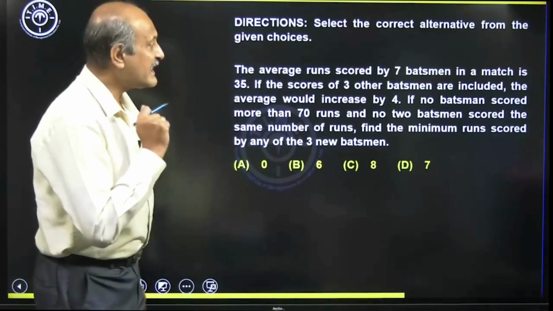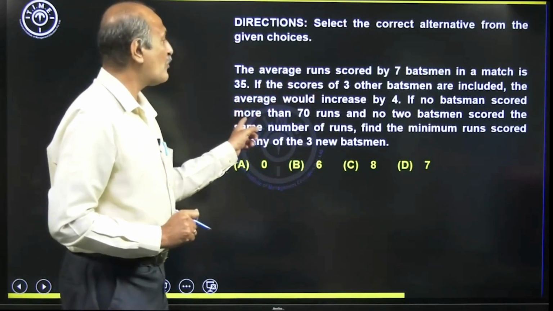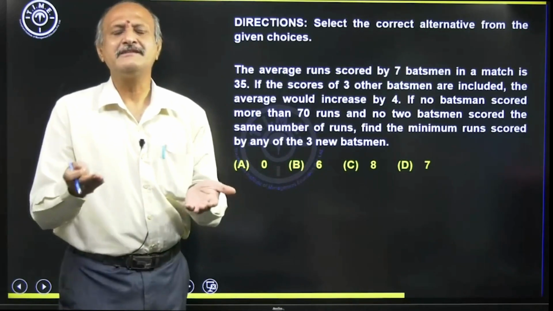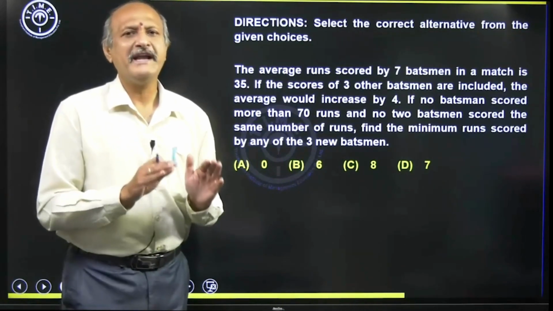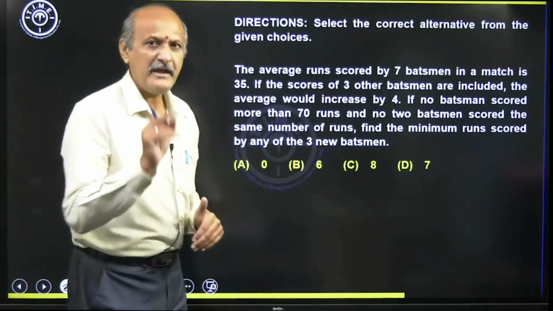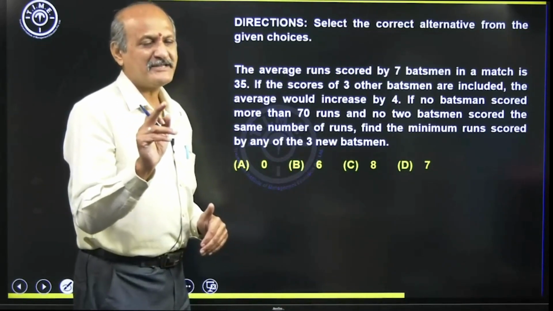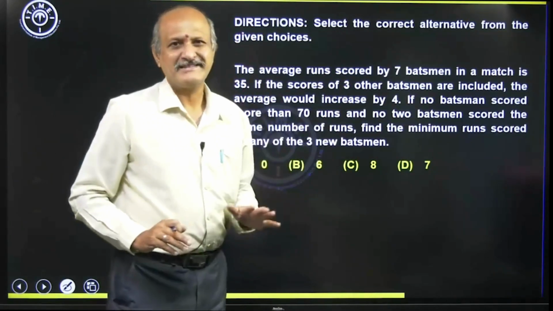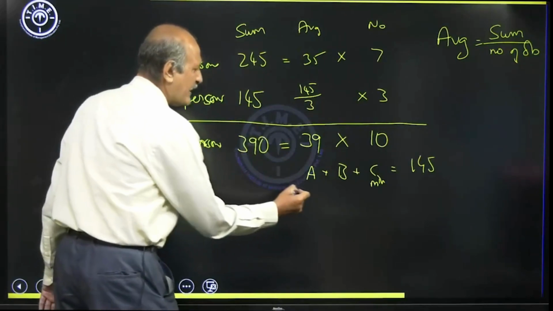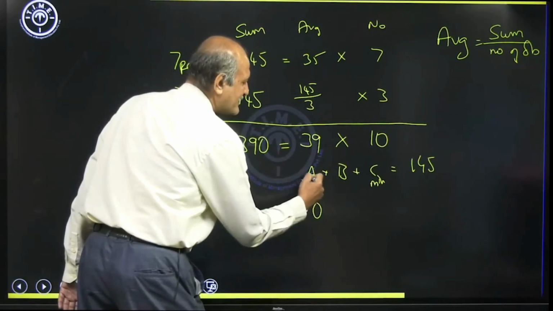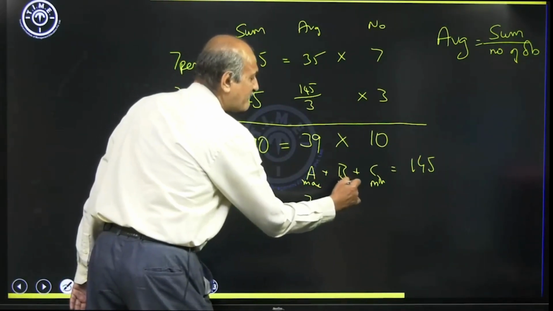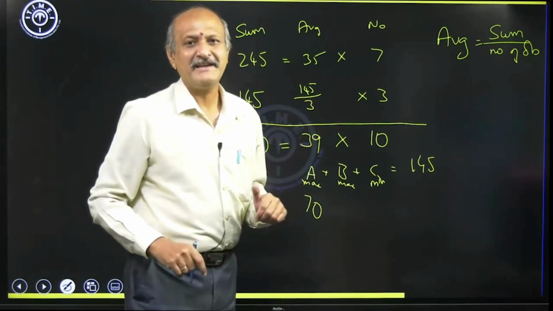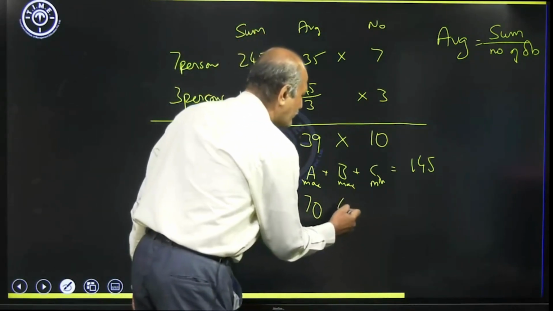The condition clearly tells us, one, no batsman scored more than 70 runs. Nobody scored more than 70 runs, so what does it mean? The maximum score for any person will equal 70. Point number 1: the maximum score for any person here is 70. And again, no 2 batsmen scored the same number of runs. So if one person is getting a maximum of 70, what maximum can the other person get? He should not get 70. What does it mean? His score can be equal to 69.